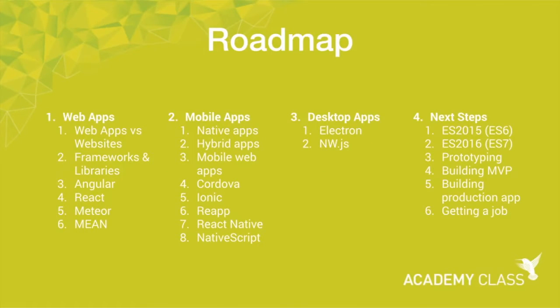So first of all, I'd like to present to you the roadmap. Today we're gonna talk about four main areas in which JavaScript is currently quite a major programming language. First of all, we're gonna talk about web apps, and what's the difference between web apps and websites. The second thing we're gonna cover is what's the difference between a framework and a library, and what do you need to build a web app.